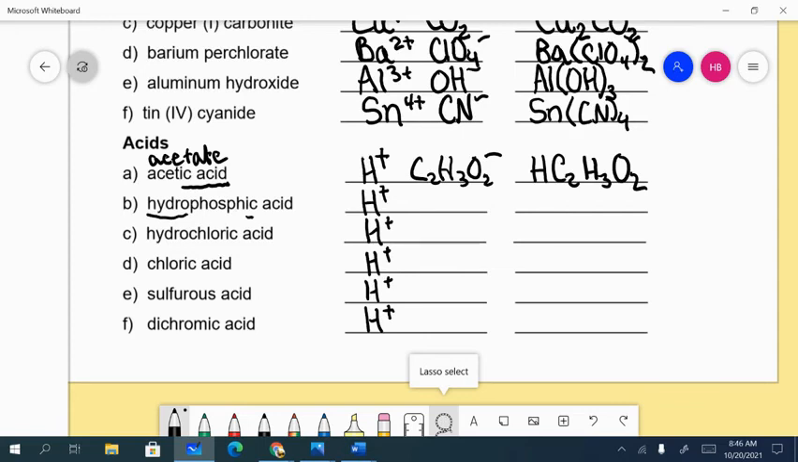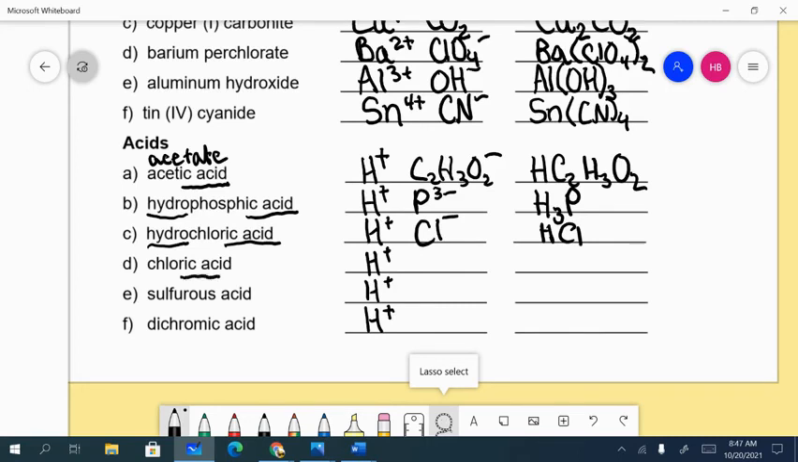Hydrophosphoric. If you go and look at your 3 little types of acids in the bottom right-hand corner of your polyatomic ions, you'll find out that this means that it's binary. So this is hydrogen with a phosphide. So it's going to be H3P. Hydrochloric acid is just looking for the chloride ion. So it's HCl.